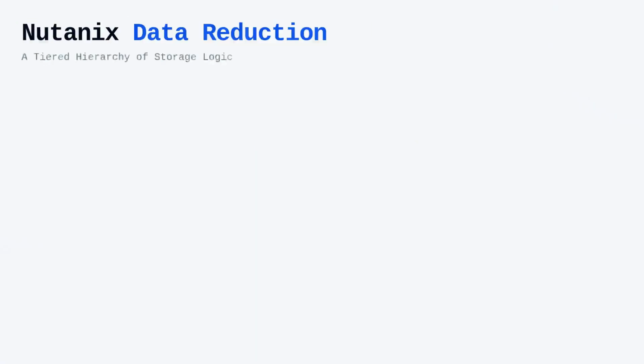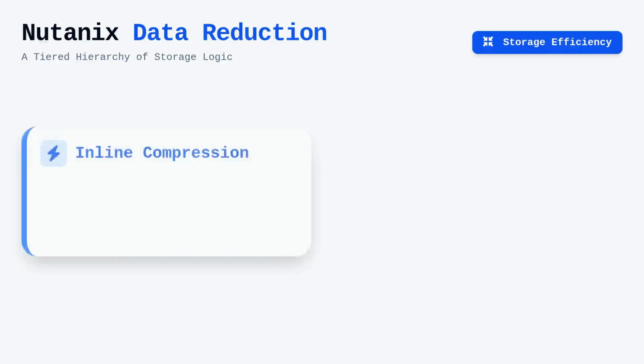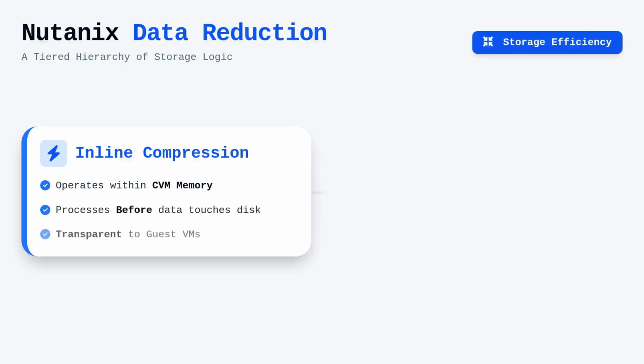Data reduction in Nutanix is not a monolithic feature, but a tiered hierarchy of logic tailored to the workload and the underlying storage medium. We begin with inline compression, which operates within the memory of the controller VM before data ever touches the disk. This mechanism is essentially transparent to the guest virtual machine, acting on writes as they land, which provides immediate space savings without significant latency penalties.